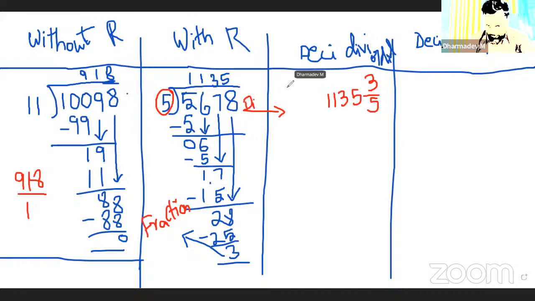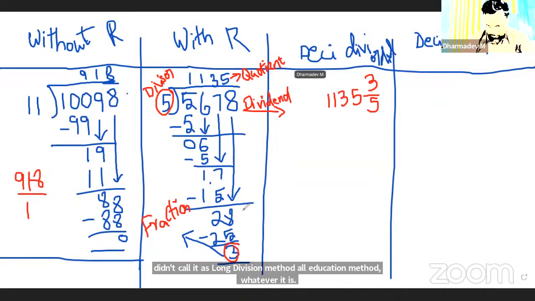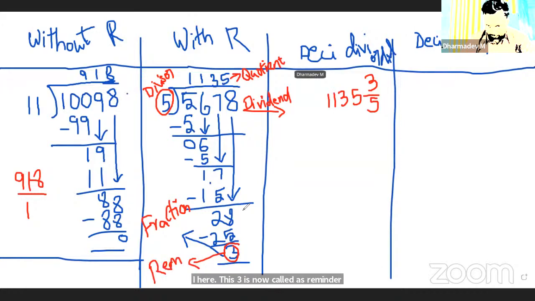Still, now I'm just giving you a hint. Dividend, divisor, quotient. You can call it long division or a division method, whatever it is, but I'm converting this now into a fraction. And here this 3 is now called the remainder. Are you clear with that?